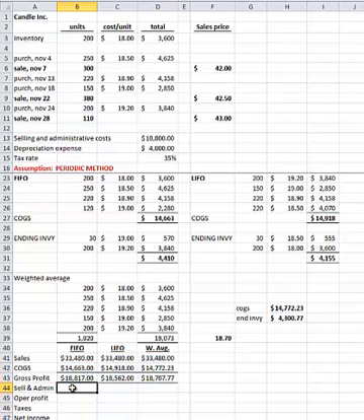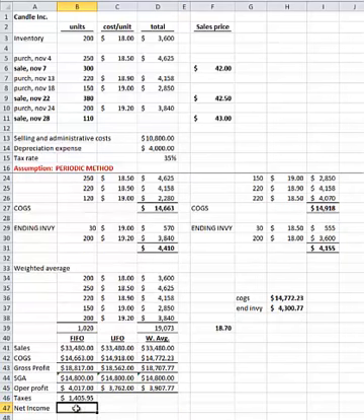Selling and administrative, I think we'll just call that SG&A, selling, general and administrative, which would include the depreciation and the selling and administrative costs. It will be the same under all methods, no difference. So operating profit is gross profit minus all of those operating costs. Then taxes are 35%, and net income is income before taxes minus taxes.